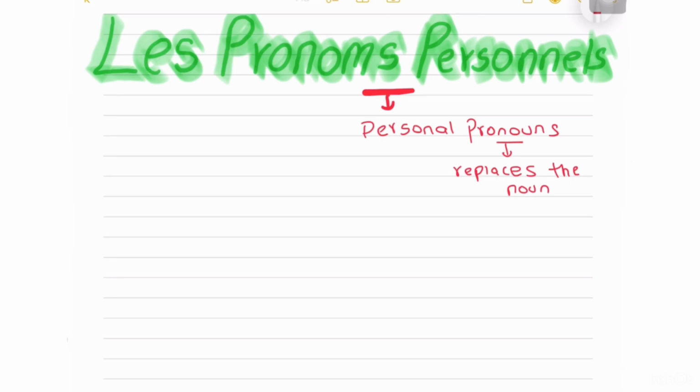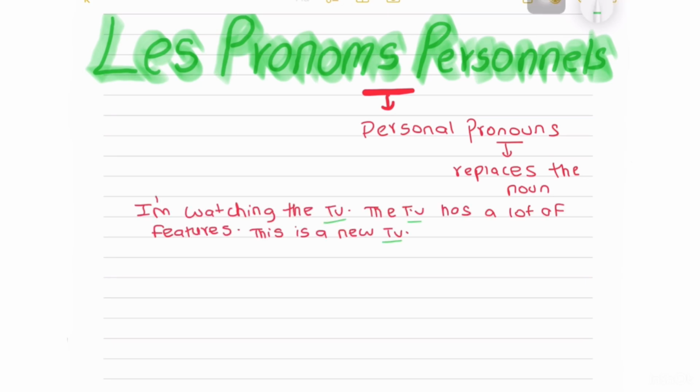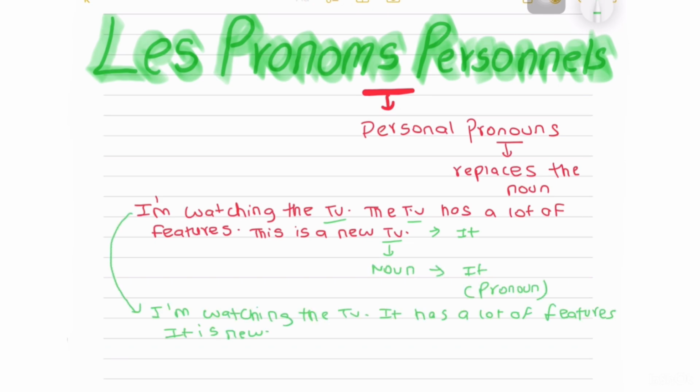Now when I say it instead of TV, that is nothing but the noun becoming the pronoun. If you know that I'm talking about the TV, the context is clear, then why should I repeat it over and over again? When you know what I'm talking about, I can make it it. So your TV is the noun, and when I say it, it is your pronoun. So this is my reformed sentence. That is, I'm making the noun into the pronoun to avoid repetition.